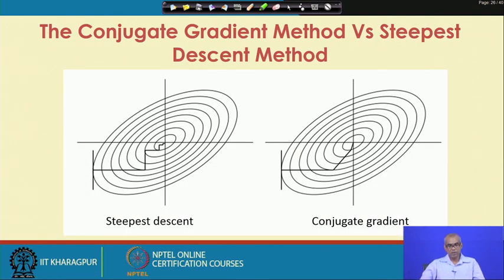So, this figure schematically shows the functioning of the steepest descent method and the conjugate gradient method. Note that the steepest descent method takes a zigzag path to the optimal point and takes many more iterations compared to the conjugate gradient method.